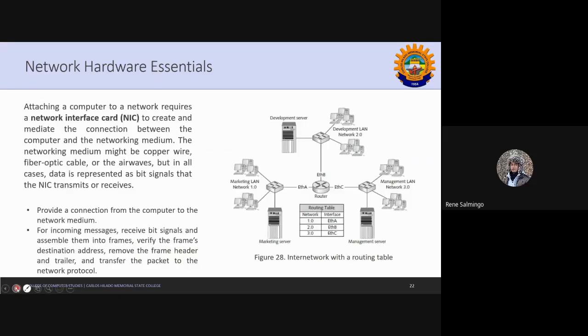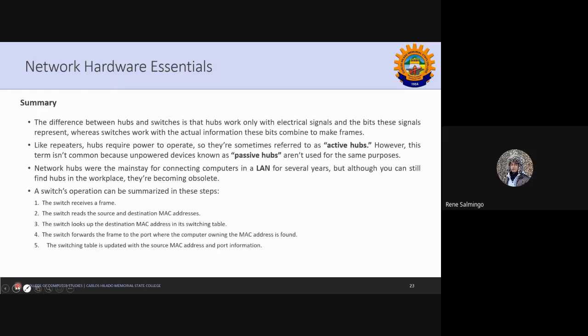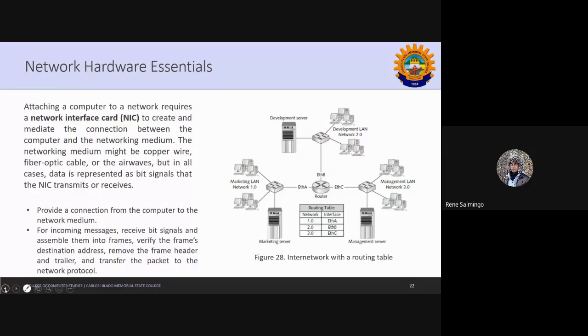So how do we attach a network interface card to create an intermediate connection between computers? On your Packet Tracer, I will try to demo. Okay, so another demonstration for you.